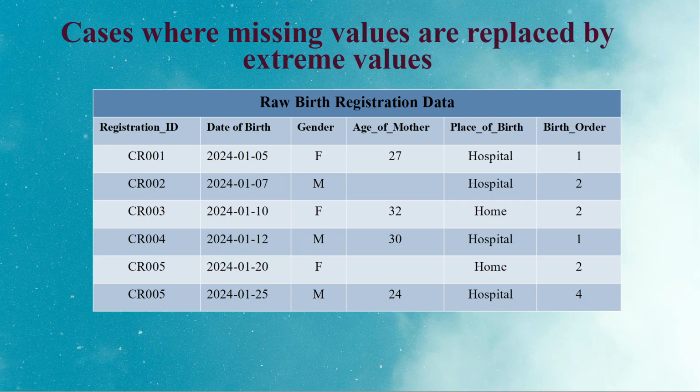Cases where missing values are replaced by extreme values. This is birth registration data. Columns are registration ID, date of birth, gender, age of mother, place of birth, birth order. Here, in the age of mother column, there are missing values. How can we replace these missing values? Which method should be adopted for replacing missing values here?